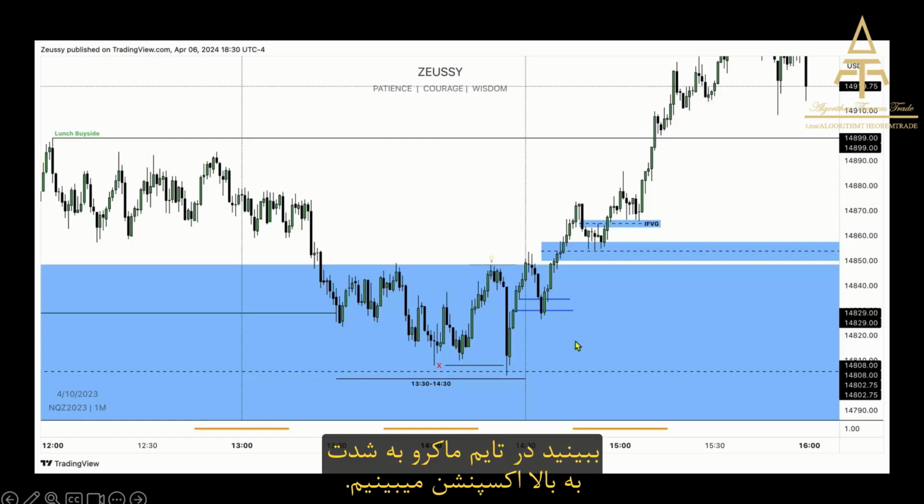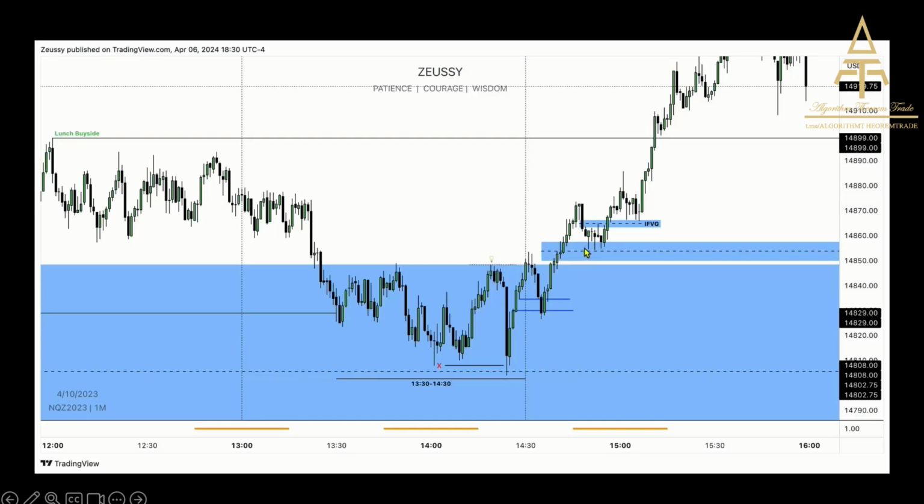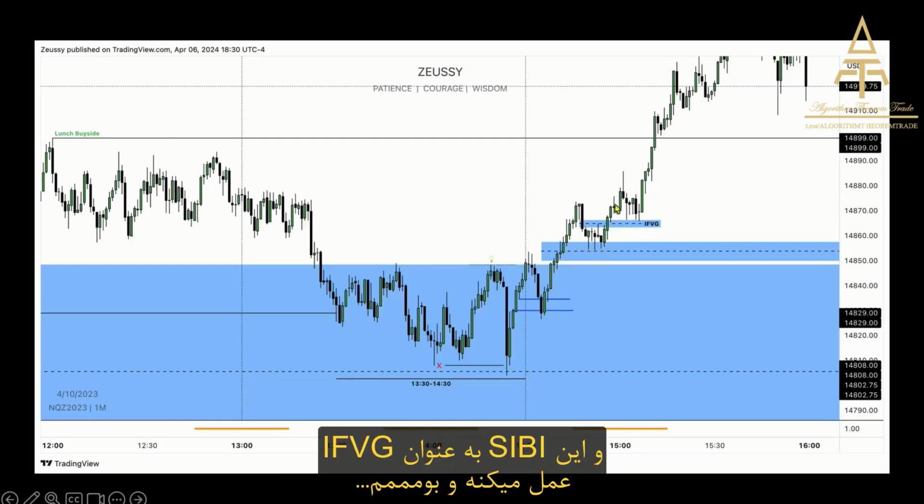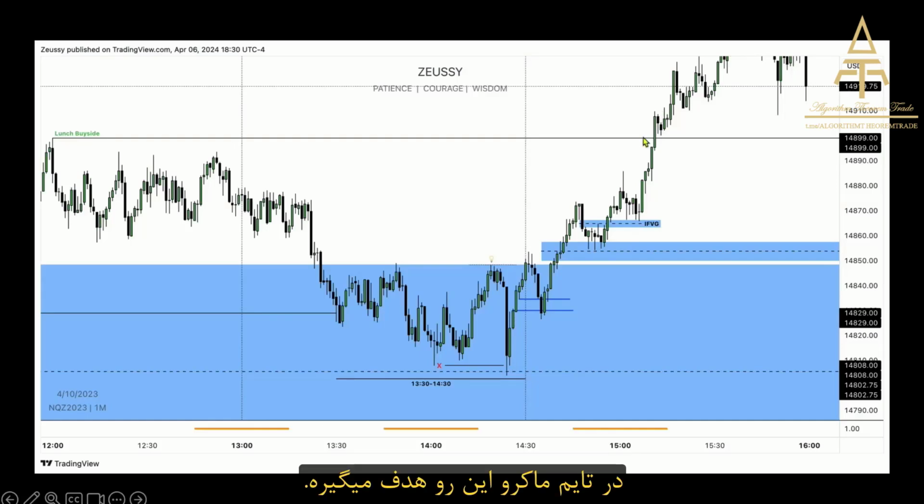Notice that between our macro window, the market begins to expand higher aggressively. 2:45 to 3:15 PM, market trades into that 5-minute imbalance, displaces above this CB on the left side of the curve, functions as an inversion value gap, boom, there it goes. Target delivered during our macro window. Beautiful delivery and beautiful market maker buy model.